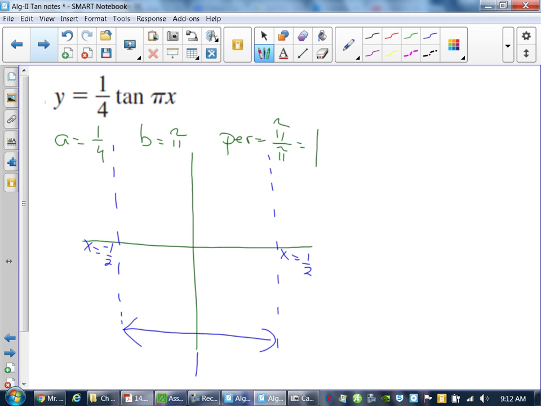Tangent will always go through what value for a parent function? 0. Tangent will always go through 0, which means half of the graph is going to be on one side, the other half on the other, but I have to put in my other breakpoints. What happens halfway between 0 and 1/2? What's happening between 0 and a negative half? My a value is a fourth, so I just put it in here. Was the a value positive or negative? Positive, so it's increasing from left to right. There's my graph.